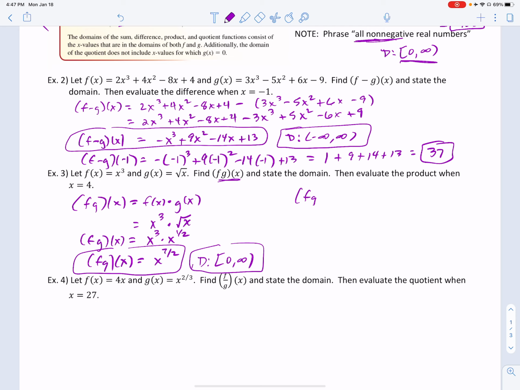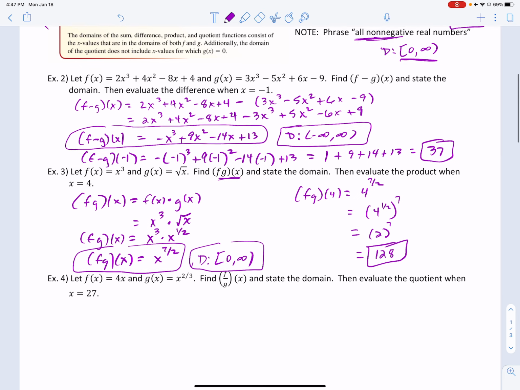So fg of 4 is that 4 to the 7/2, making use of structure. That's 4 to the 1/2 to the 7th. So you get 2 to the 7th, and that is 128. All right, example 4.